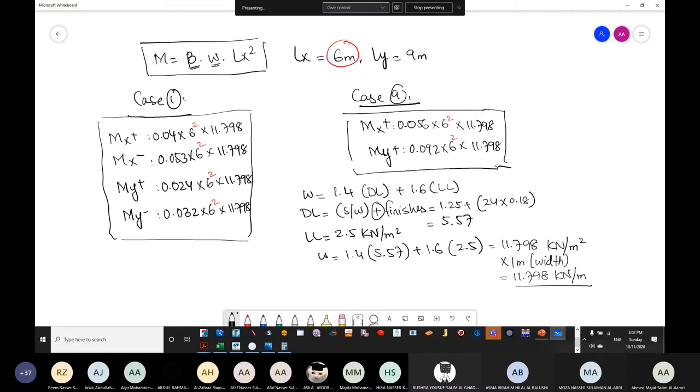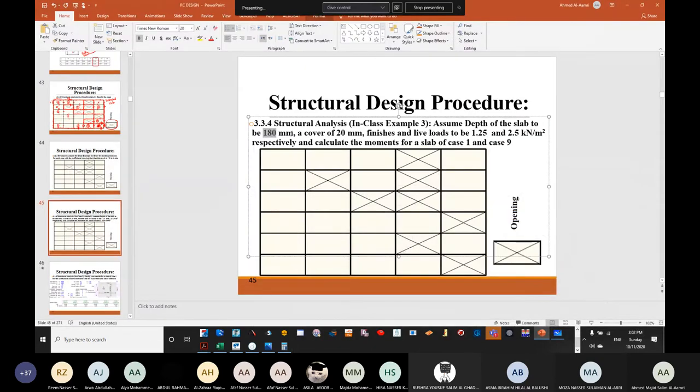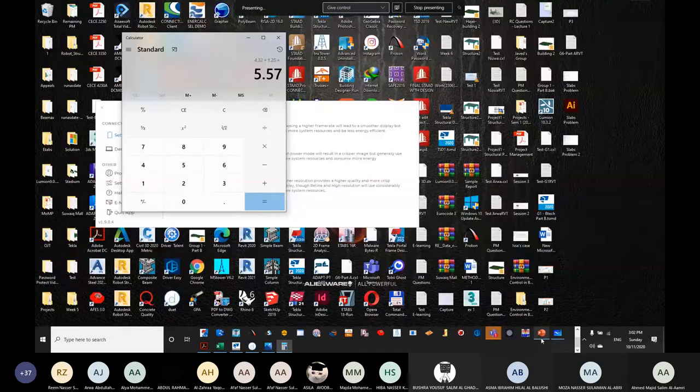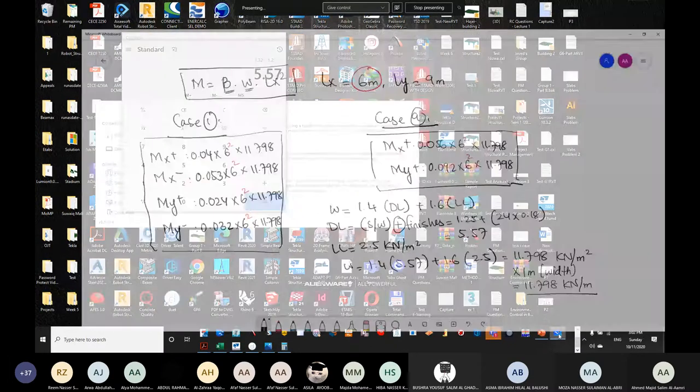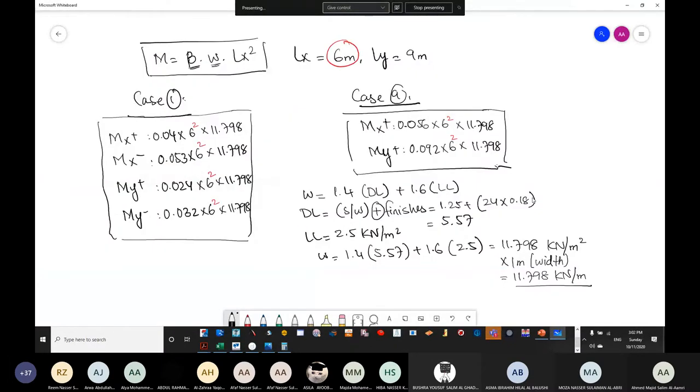Dead load is equal to self weight plus finishes. Self weight is 24 multiplied by the depth. Depth has been given in the question to be 180, and the finishes has been given to be 1.25. So it's 1.25 plus 24 into 0.18.